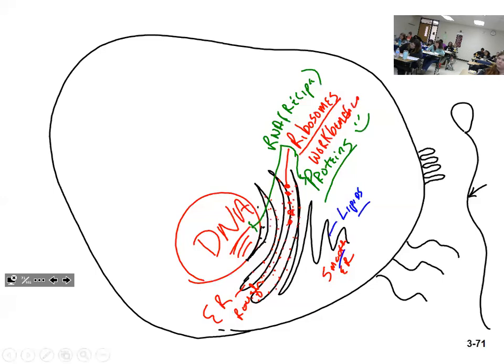So if I were to ask you the function of the smooth ER, you'd say it's making lipids. If I were to ask you the function of the rough ER, you'd say building proteins. If I were to ask you the function of ribosomes, you'd say it's the workbench where the messenger RNA comes, so that proteins can be built. Are you good? The rough ER has these ribosomes on them, the workbenches where proteins are built.